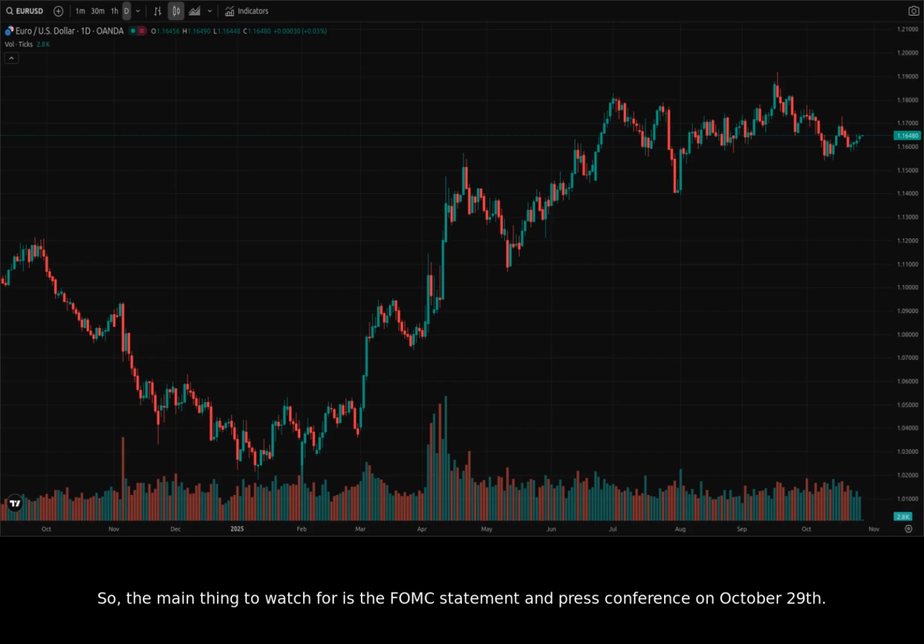So, the main thing to watch for is the FOMC statement and press conference on October 29th. Any deviation from the dovish expectation will cause significant volatility. Keep a close eye on those key support and resistance levels when the news breaks.